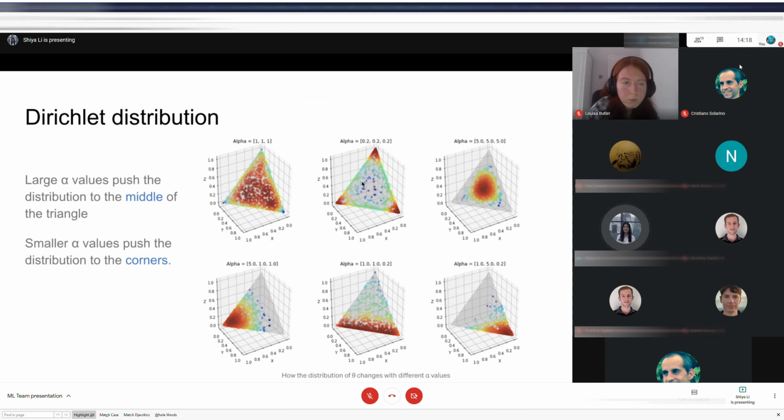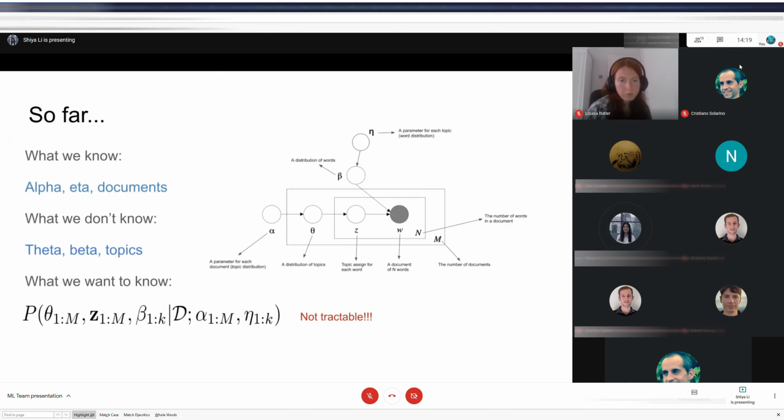So the Dirichlet distribution is just to initialize a distribution for our distribution of topics and distribution of words. That's why we apply this Dirichlet distribution. Another reason is that the Dirichlet distribution is a conjugate distribution in a Bayesian network, so of the multinomial distribution. So it can make our computation easier.